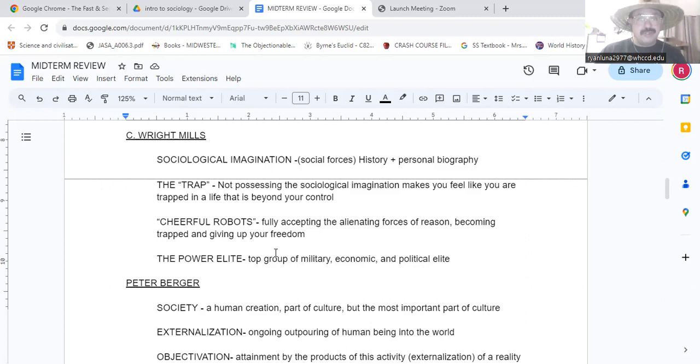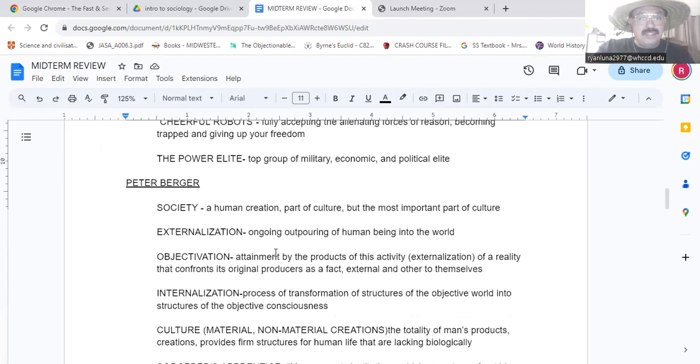Social forces, history, personal biography. Maybe you didn't have a father or a mother, or most of your siblings were your sisters, females. This is all going to affect the way that you interpret reality. Are you a firstborn, second or middle child, baby? These are all going to factor in how you look at the world.